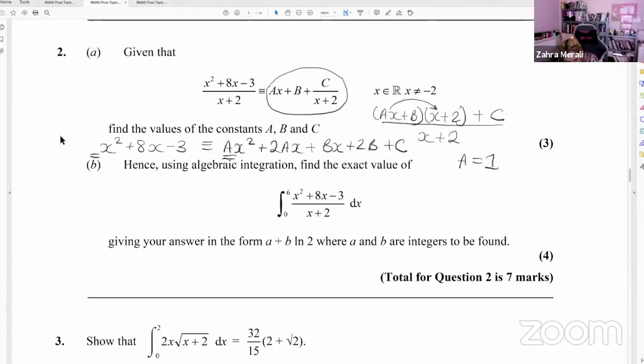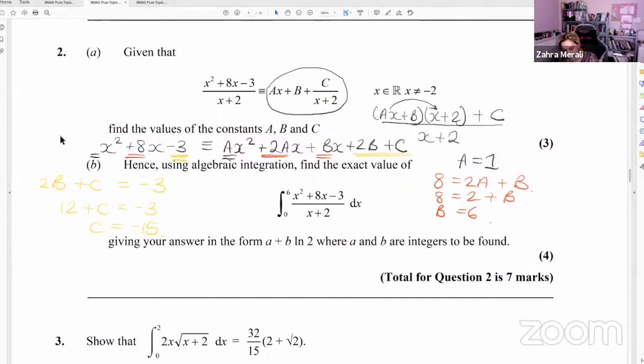If we look at our x's, we've got 8 on that side, and on this side, we've got 2a plus b. So we've got 8 is equal to 2a plus b, but we know a is 1, so 2 plus b equals 8, so b must equal 6. And then we know we've got our last lot where we've got minus 3 is the same as 2b plus c. So 2b plus c must equal minus 3, but we know that b is 6. So we get 12 plus c equals minus 3, so c is minus 15. Okay, so we've got a is 1, b is 6, and c is minus 15.